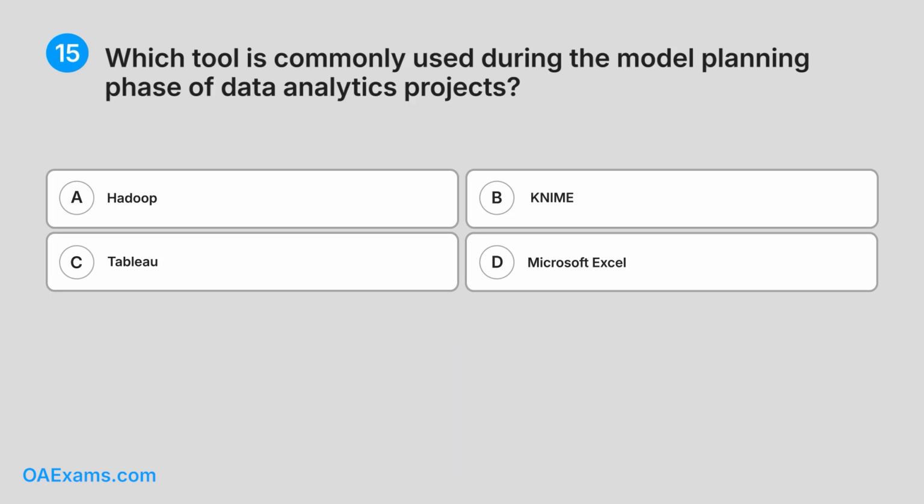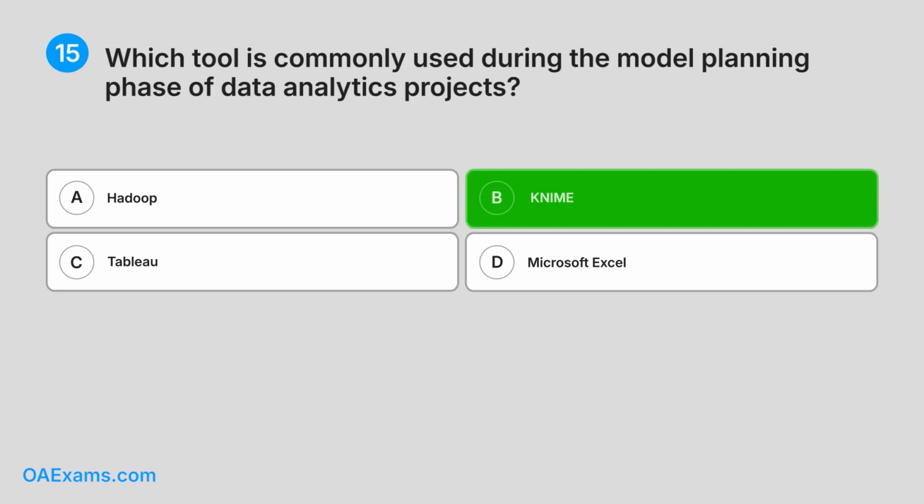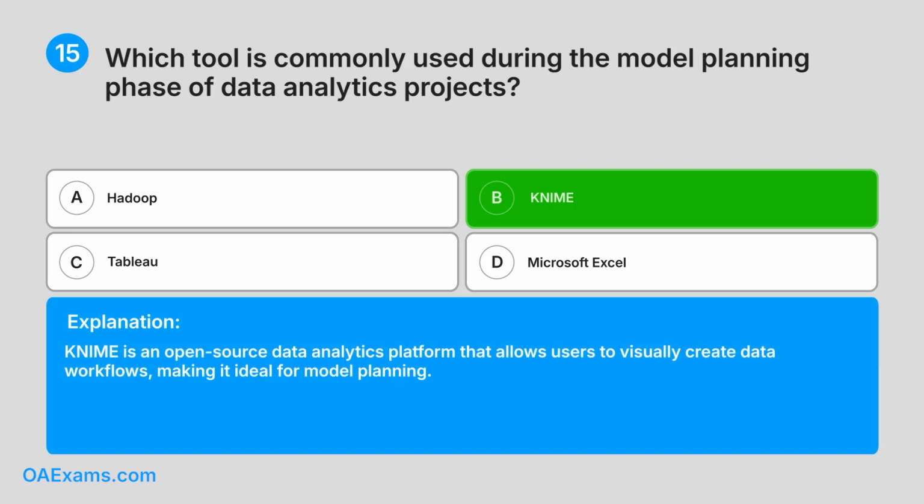Correct answer. B. 𝗏𝗏. Explanation. 𝗏𝗏 is an open-source data analytics platform that allows users to visually create data workflows, making it ideal for model planning.